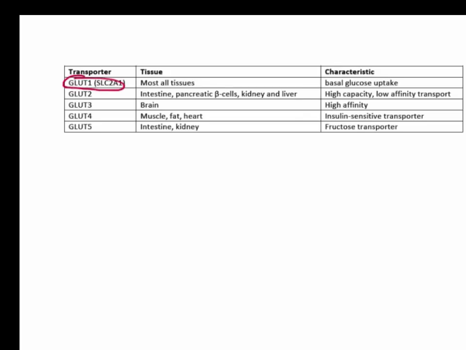GLUT1 is found in most all tissues, and it's known as the basal glucose transporter. It's responsible for the low level of glucose transport that's needed to keep all cells alive.